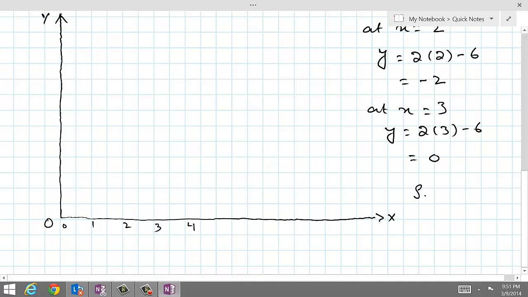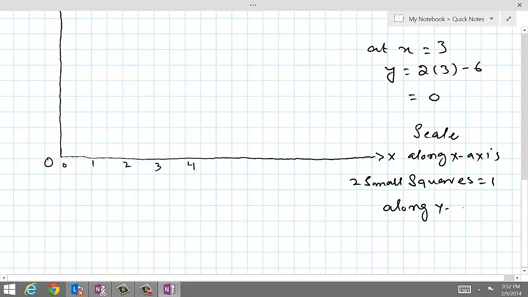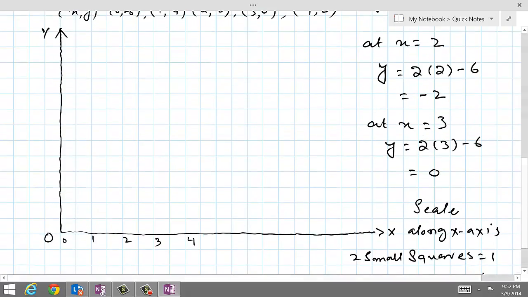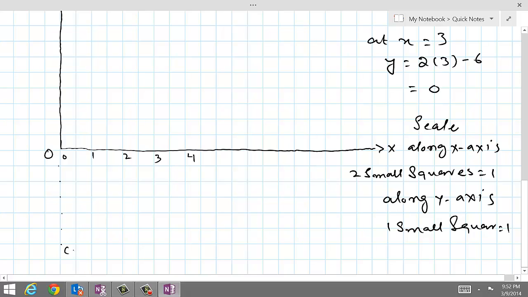At x equal to 0 it's minus 6, so we should write the scale here as well. The scale is along the x-axis, 2 small squares equal to 1, and along the y-axis, 1 small square is equal to 1. So at 0, the y is minus 6: minus 1, minus 2, minus 3, minus 4, minus 5, minus 6. So this is the point 0, minus 6.